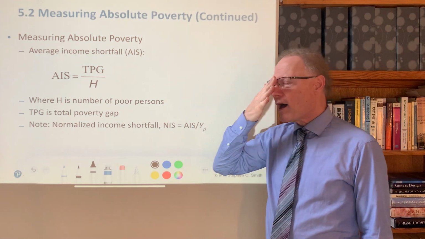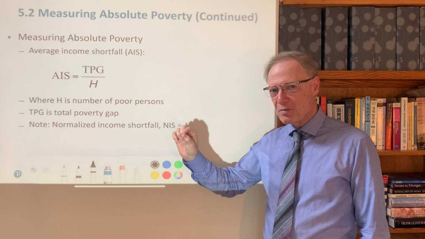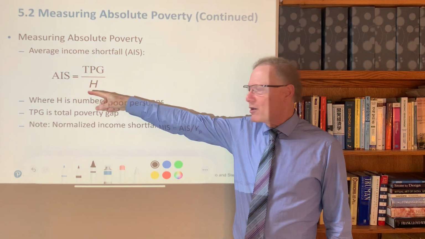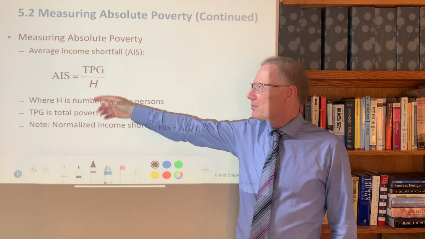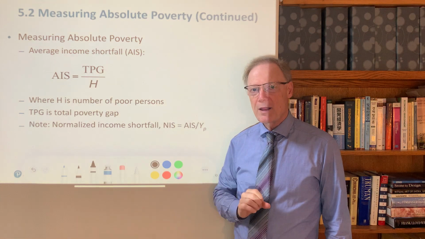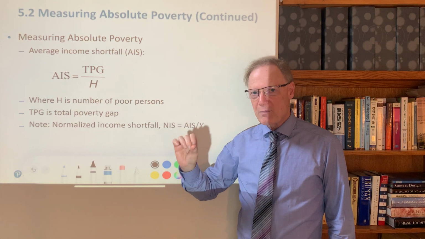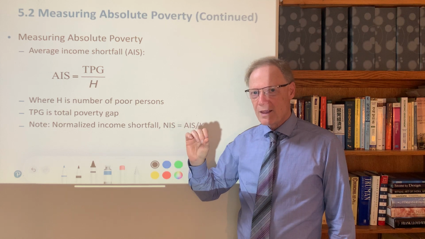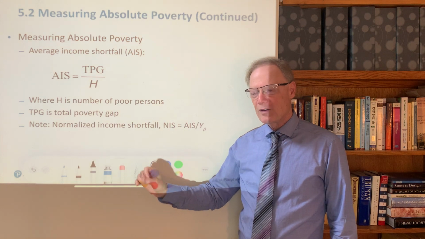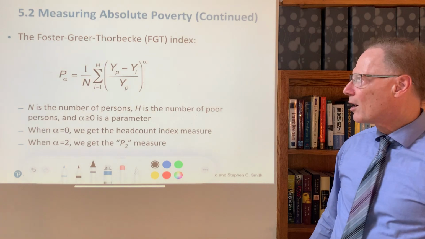If you want to think about how poor an individual is, expressed as a fraction of the poverty line, we take something we call the average income shortfall, in which we have the total poverty gap, but now we divide it by the number of people who are poor. It's the average amount by which a poor person has an income that is below the poverty line. How far, on average, is the poor person's income with respect to the poverty line?